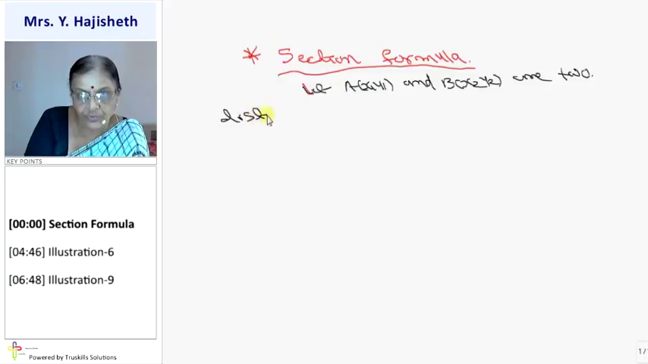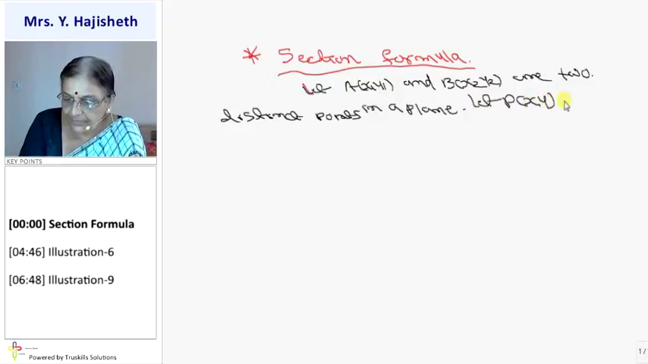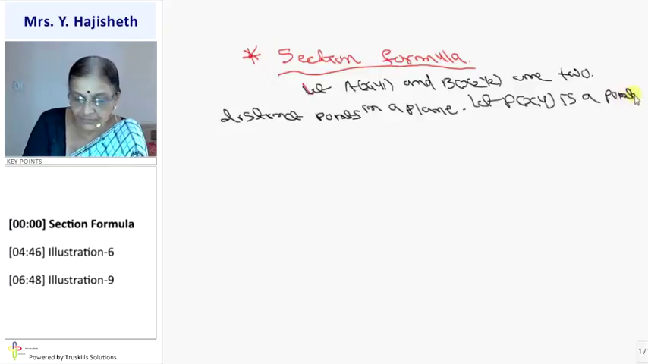And you know very well two distinct points always determine a unique line, okay? These are the two distinct points in a plane. प्लेन के दो डिस्टिंक्ट पॉइंट्स हैं. Let P(x, y) is a point on AB.